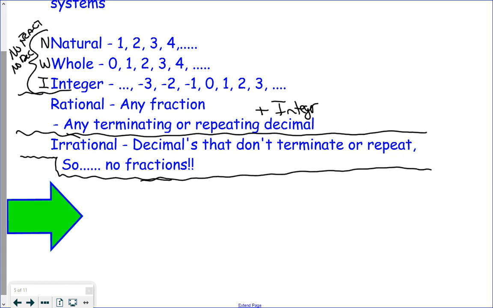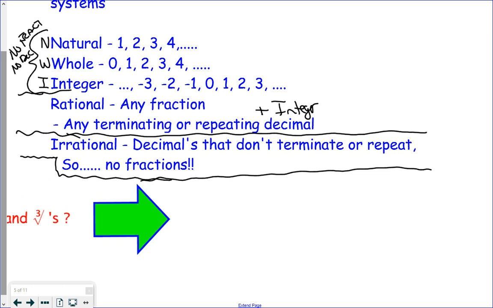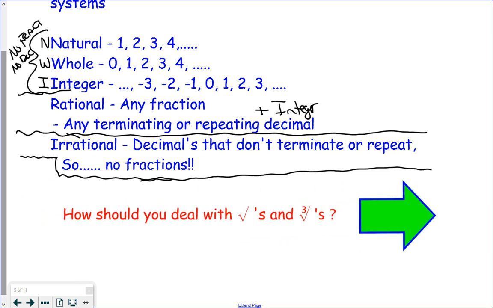These are the ugly decimals. They don't terminate, they don't repeat, there's no fractions. So a lot of the questions that you're going to get deal with square roots and cube roots. By the way, rationals are shown with a Q, irrationals are shown with a Q bar, and if we put them all together, we get the reals. Now, this symbol right here is what we call a square root, and this symbol right here is what we call a cube root.